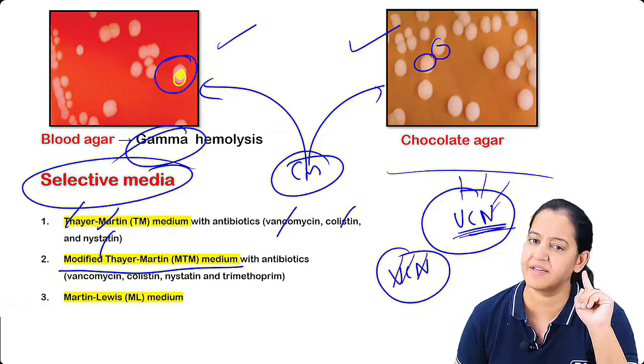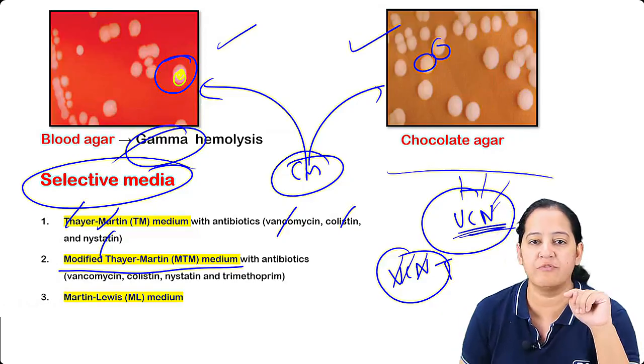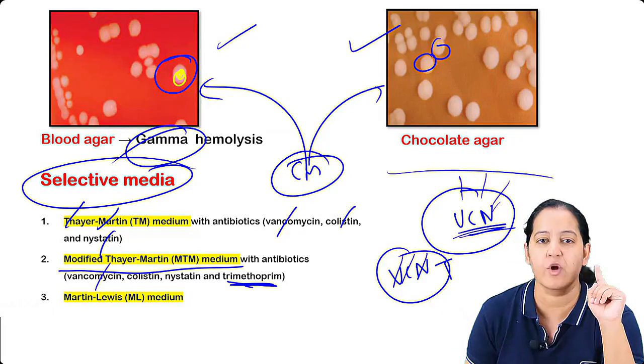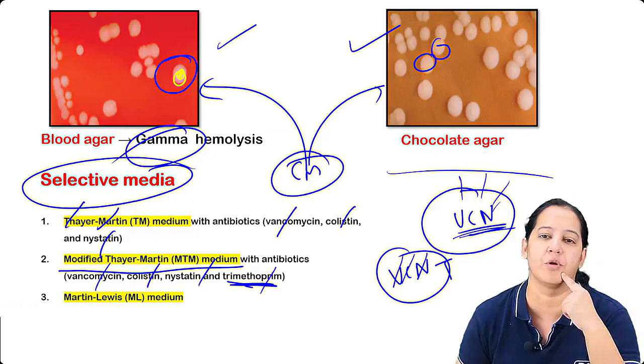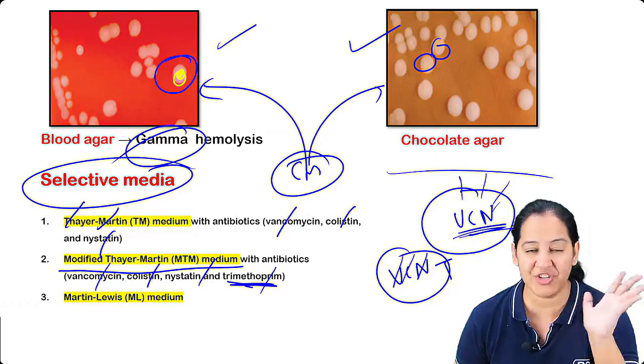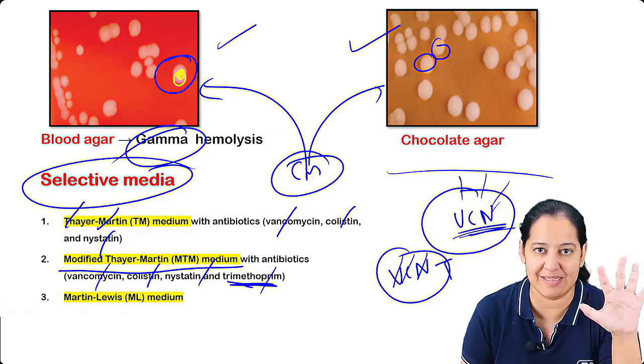Vancomycin, colistin, nystatin. They added trimethoprim also. So the fourth drug, trimethoprim, is also added. If you want to learn the composition, no question has come on it. The question is on the names itself, right?